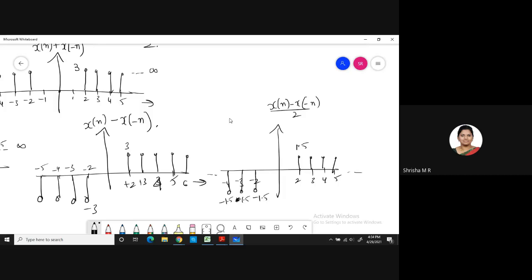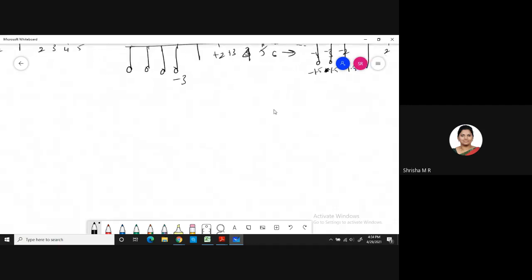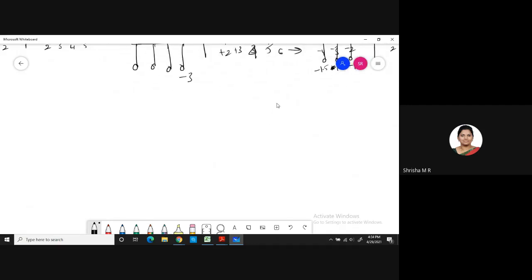So I'll give you one more signal. Did you follow how to plot the even and odd part of the signal? Yes, ma'am. It is simple, right? Is it difficult? So x of n is equal to 2, 3, 4, 5, 6. So how do you plot this signal?